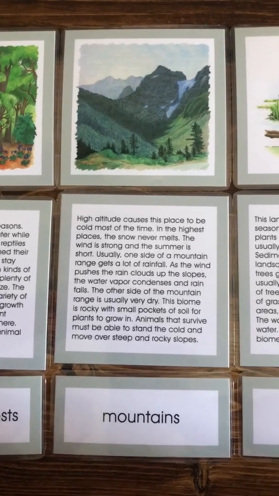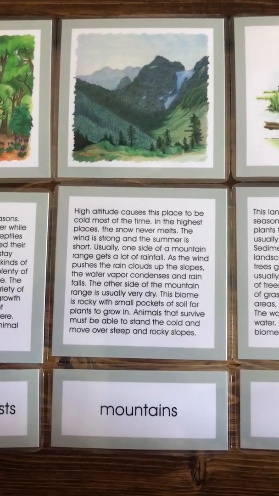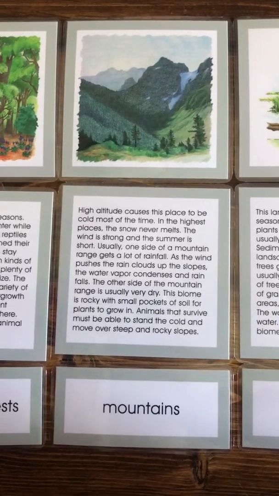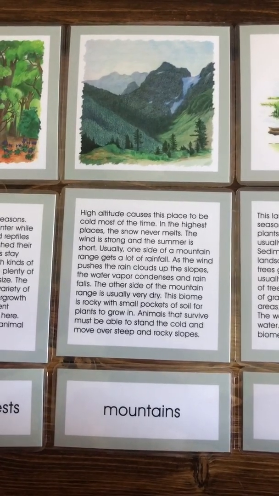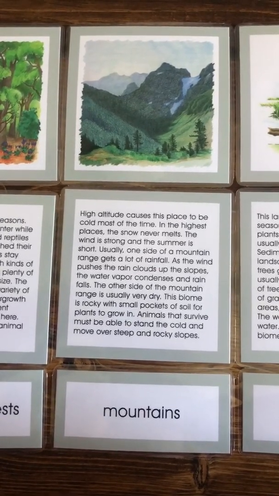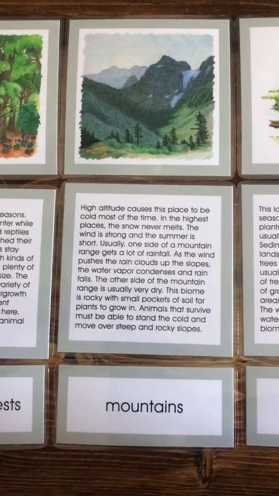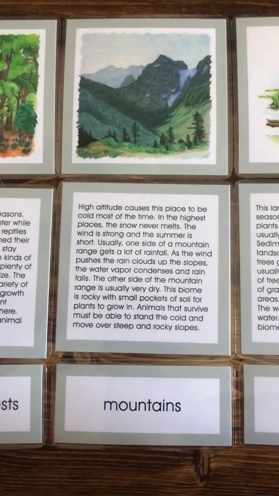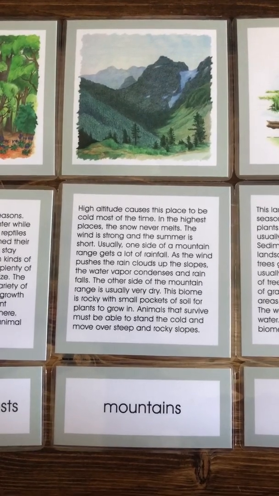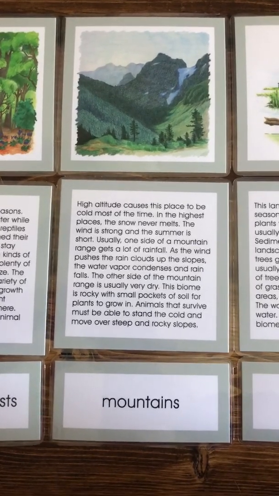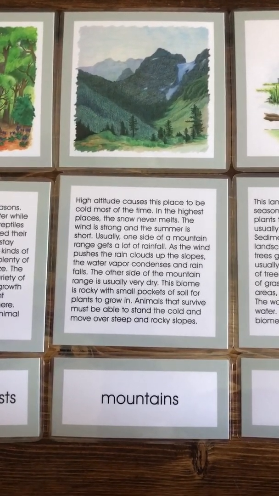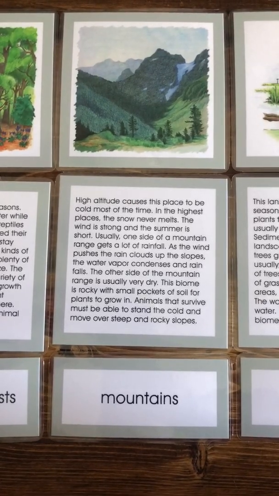Mountains. High altitude causes this place to be cold most of the time. In the highest places, the snow never melts. The wind is strong and the summer is short. Usually, one side of a mountain range gets a lot of rainfall. As the wind pushes the rain clouds up the slopes, the water vapor condenses and rain falls.